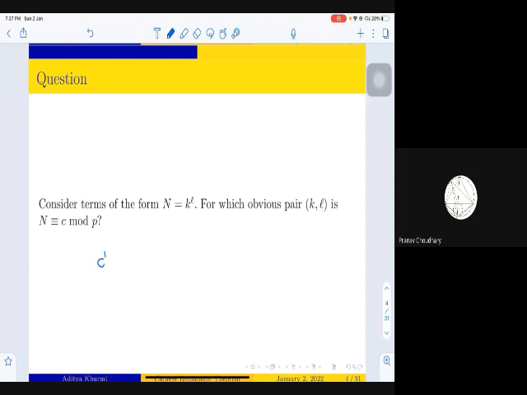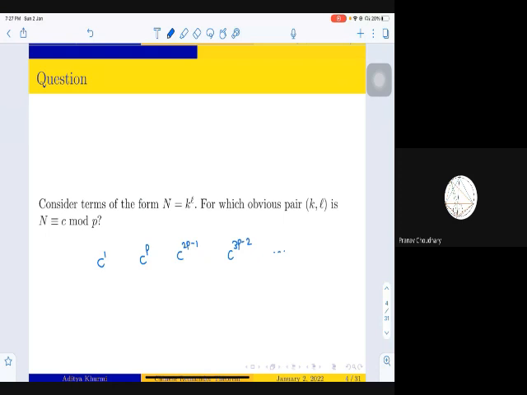So one other pair would be c raised to p, because c raised to p is also congruent to c mod p by Fermat's little theorem. Yeah, c raised to basically anything of that form. So c raised to 2p minus 1 would also work. Then c raised to 3p minus 2 would also work, and so on.